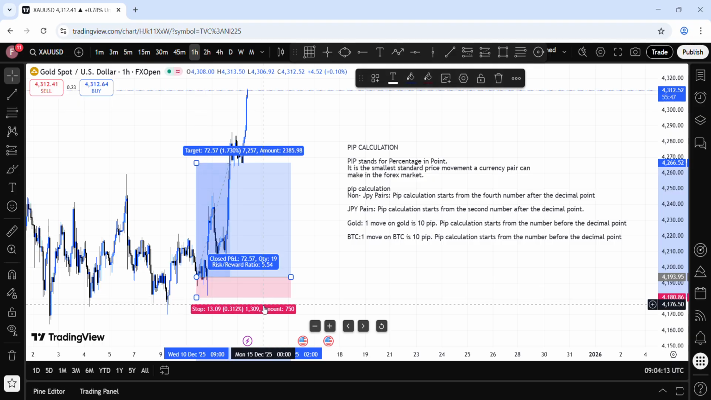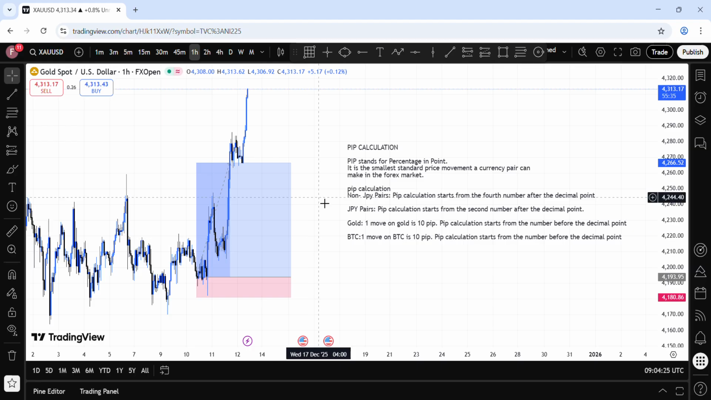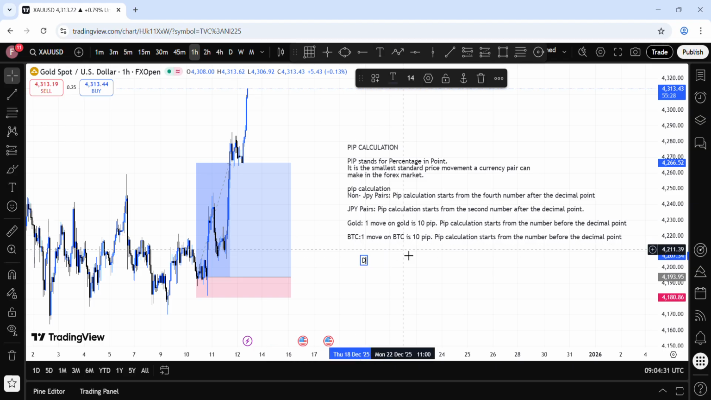As you can see, these numbers are massive. You cannot tell me that the market has moved from here to here 7,000 pips. Because gold is counting by 10, you have to divide it by 10 to know the actual number of pips gold has moved. So now we divide by 10.